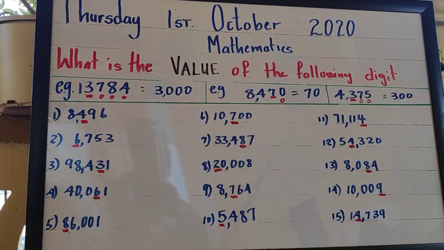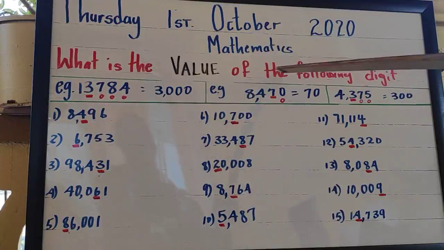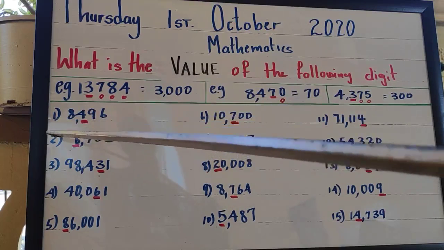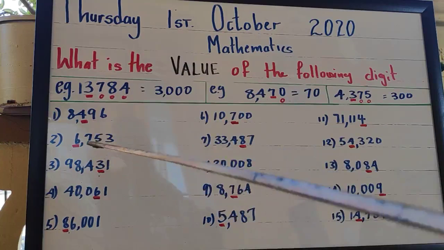Now, you're going to write down this. You're going to do this in your Mathematics 1 book. I'm going to send a picture of it, and you're going to do these, not the place value, you're going to do the value of the underlined digit. The value. We did place value before. Now we are doing the value.